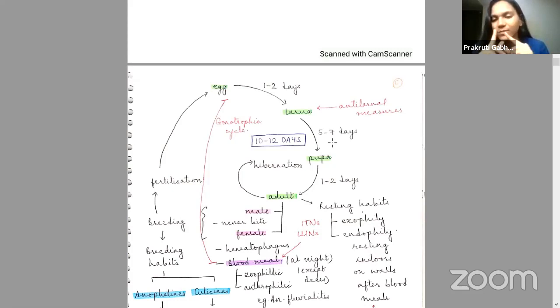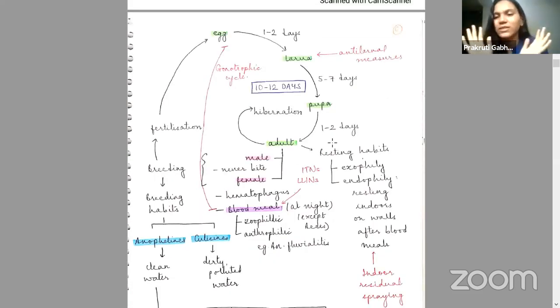Depending on the resting habits, they are said to exhibit either exophily or endophily. Endophily means they rest indoors on the walls of the houses after their blood meals, and that is basically the concept behind indoor residual spray.